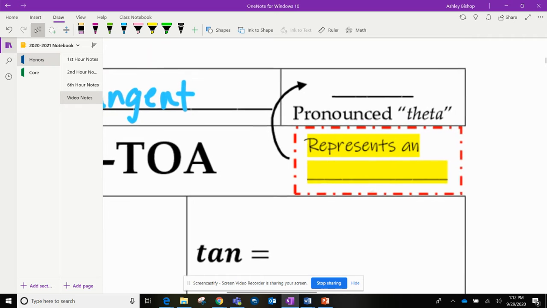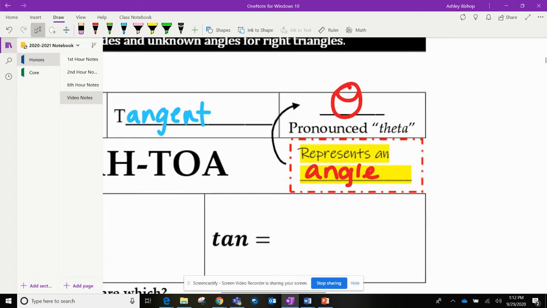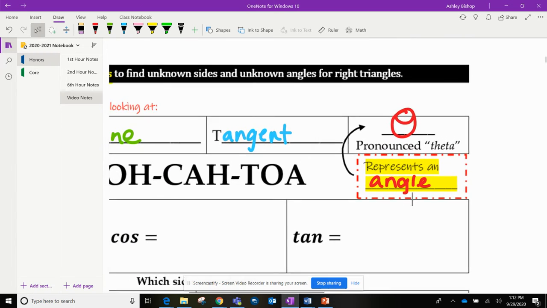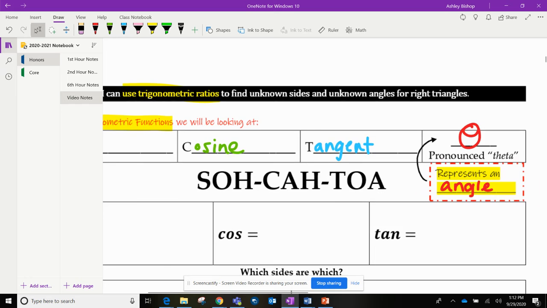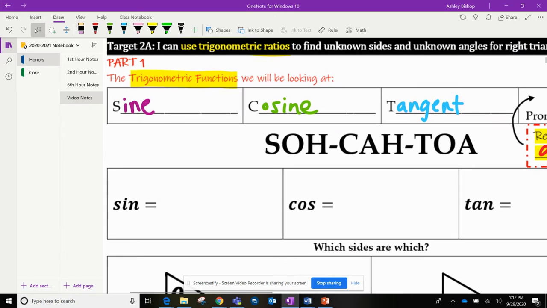And then we're also going to be talking about this symbol right here. You will see us talk about it a lot today. It's kind of like an oval with that line towards the top. We call that theta, and this is going to represent an angle. So anytime we're talking about theta, we'll be talking about an angle. And with that being said, sine, cosine, and tangent, we can find those by making fractions.